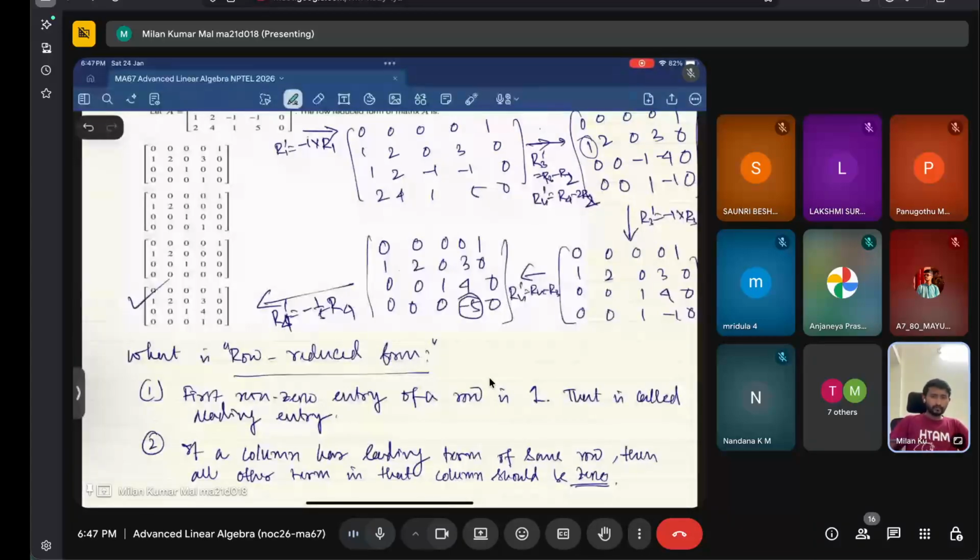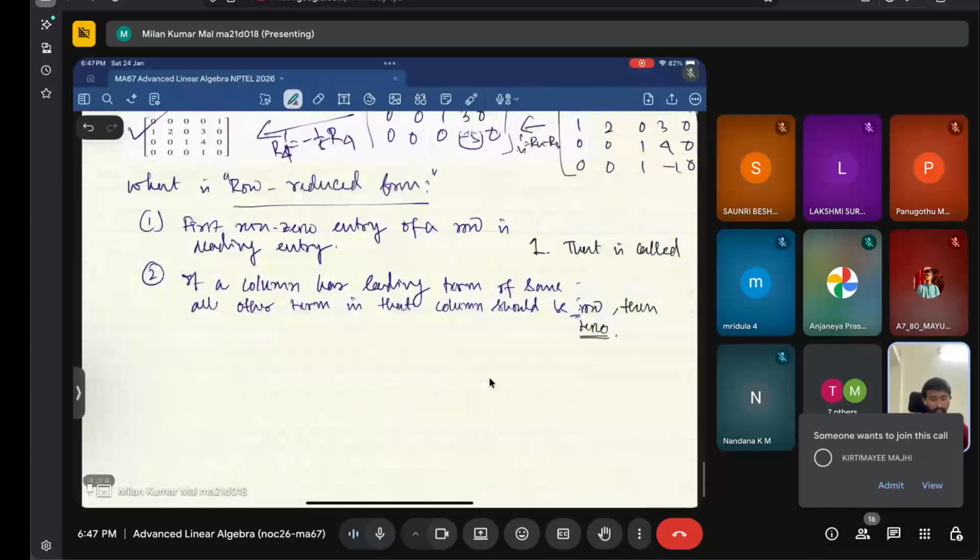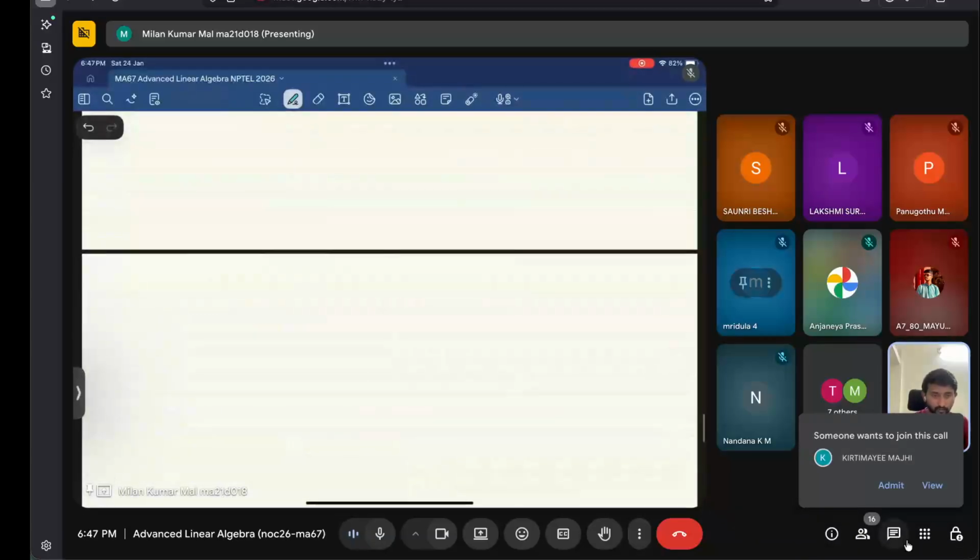So these are the row reduction processes. Okay, I hope it's clear. If there is any doubt, you can ask. Anytime you can ask, even regarding the previous doubts also.